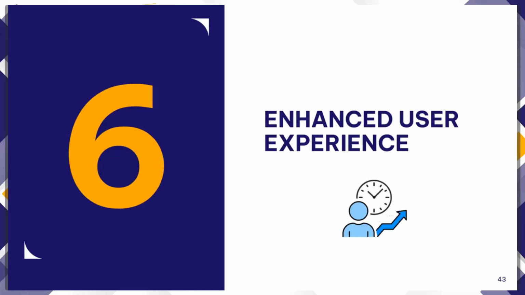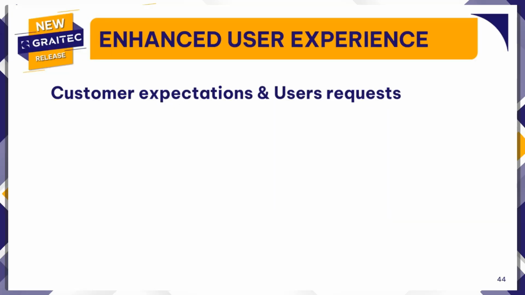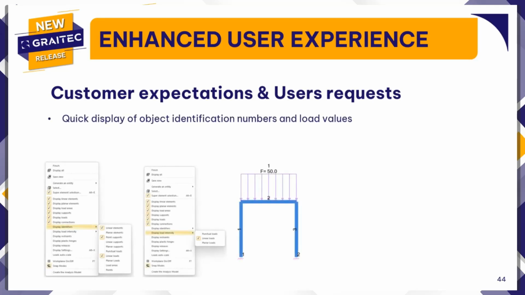Finally, I'll present a number of improvements that make work faster and easier, but also other novelties that were requested and expected by many users. First, thanks to new commands on the right-click menu, we can quickly display object identification numbers and also load values. These make it faster and easier to manage the display of components, because now those options are just under the right click, so we can access them easily and fast.